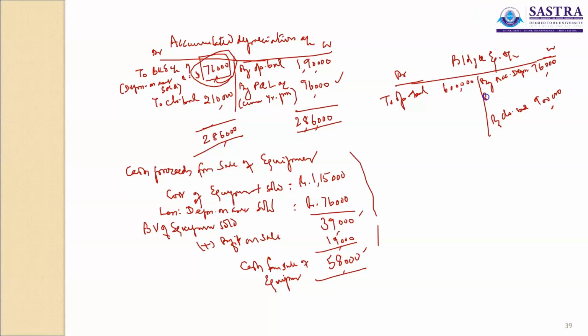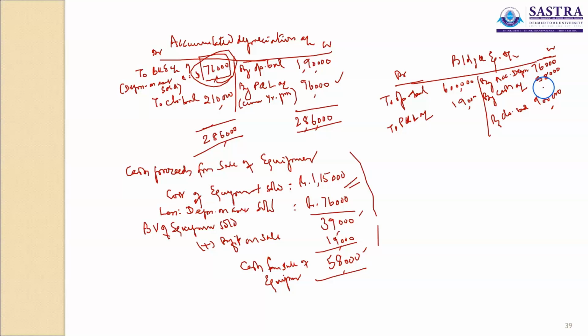Then by cash account, how much did I receive? 58,000 I received. And to P&L account, profit on sale of equipment is 19,000. So now I have accounted for 1,15,000.